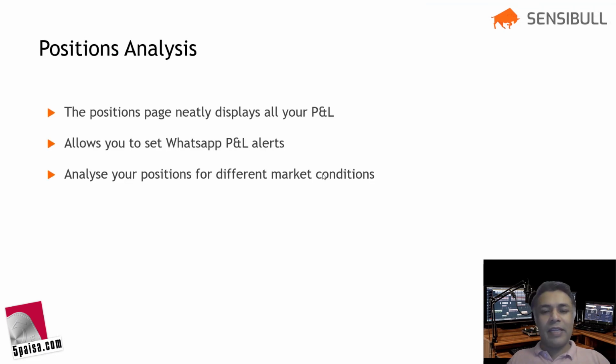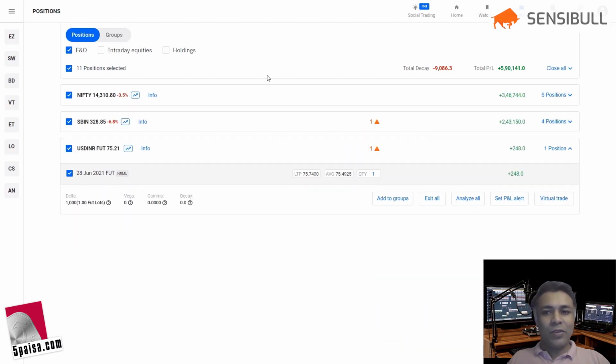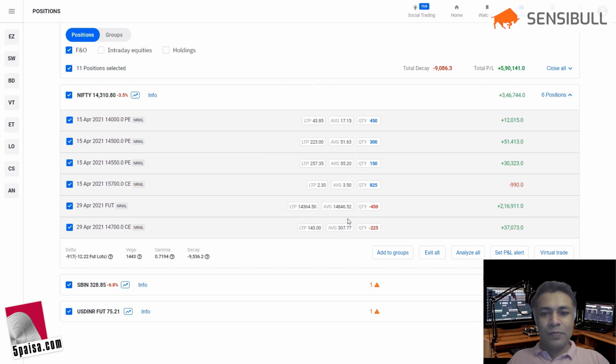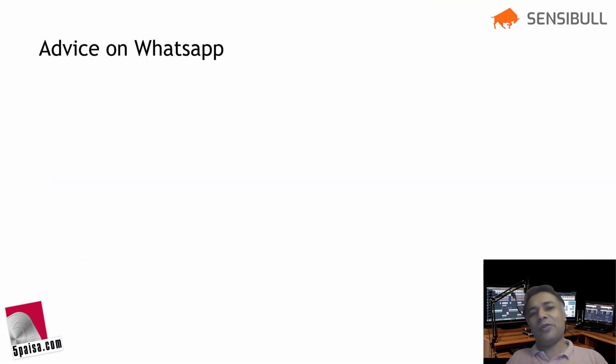So it tells you all your P&L neatly grouped by each underlying. There's a P&L of this much in Nifty, this much in SBI, this much in dollar, and it also tells you your Greeks, right? I mean, I can see my total overall Greeks. I can see my position-wise Greeks. I can do a lot of things here. Strongly encouraging you to explore.